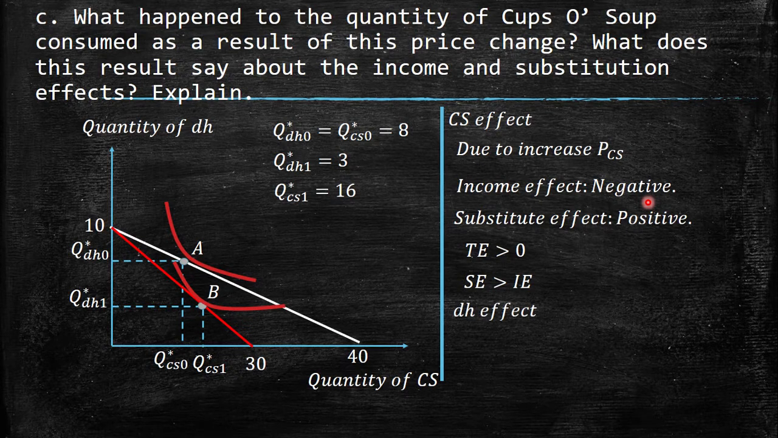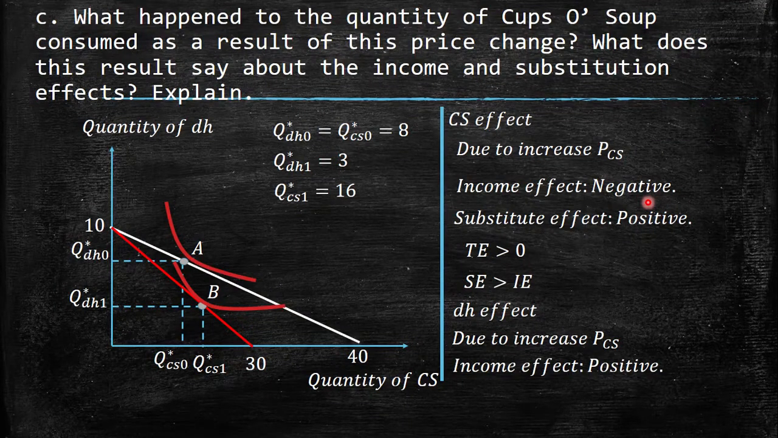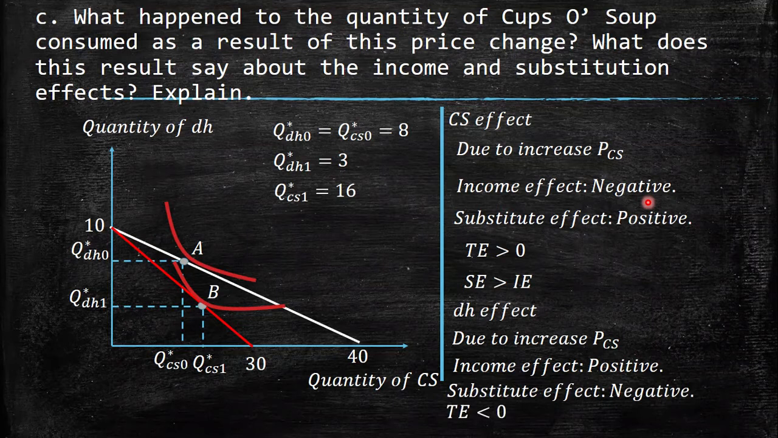What about the dining hall effect? Due to the increase of the price of the other good, the income effect is positive because you need to consume more in this other good, and the substitution effect is negative. So then the total effect is less than 0. At the end of the day, the substitution effect is higher than the income effect. So for this reason, you consume more.